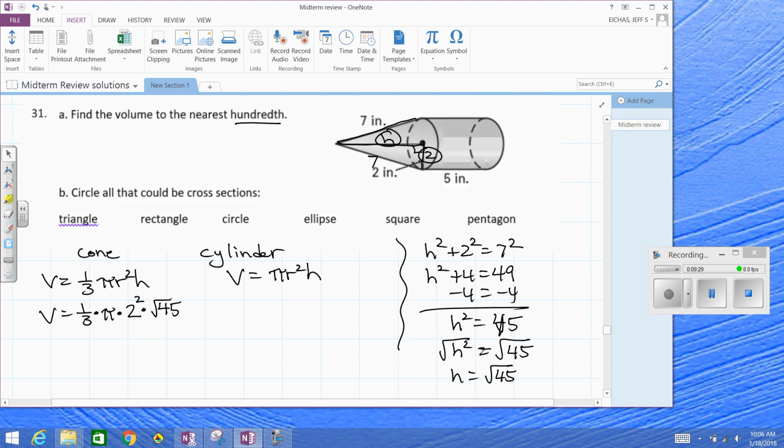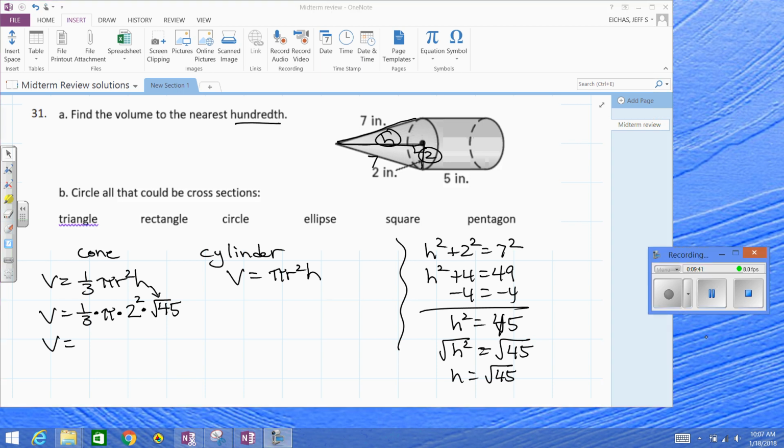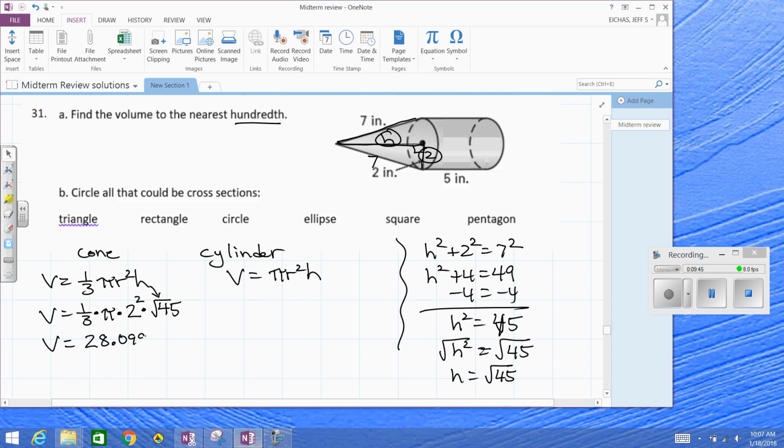So I'm going to replace h with that. Let the calculator do this, and it does say nearest hundredth, but we won't round till the end, till we put them together. Calculator is telling me 28.0993. All right, now this one has a different height. So just understand that. This is the height of the cone, the square root of 45 here.